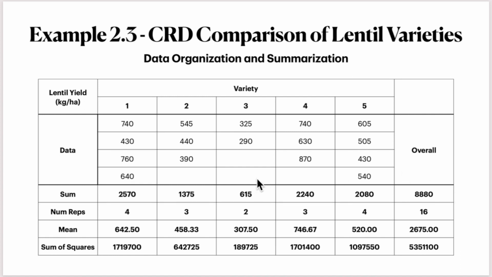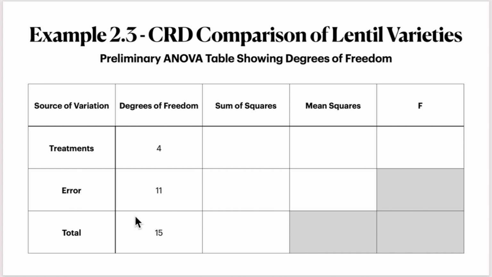Now, notice that we have a total of 16 observations. It was intended to be 20 observations total, but because of the loss, we have 16 total observations, and we have 5 varieties. Because of that, we know that the total degrees of freedom associated with the data, 16 minus 1, would be 15, and the degrees of freedom associated with the treatments or the varieties is 5 minus 1, or 4. Once we have those two values, we can get the degrees of freedom for error by subtracting the 4 degrees of freedom from the 15.